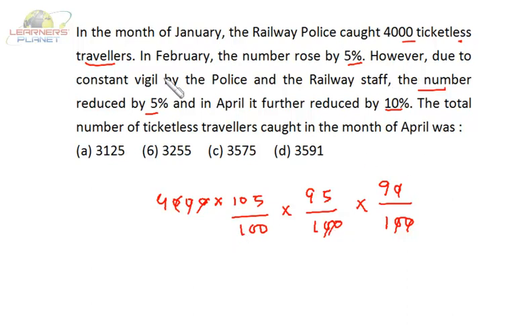So let's do this calculation. The unit digit is 1 into 9, 9 into 9, 81. That means your answer's unit digit must be 1, which is there only in this option. So no need to calculate further. So 3591 is the correct choice.